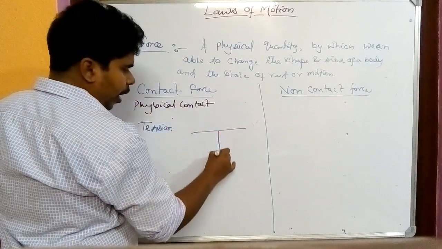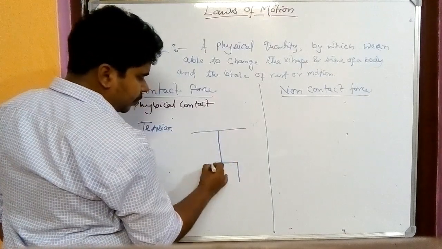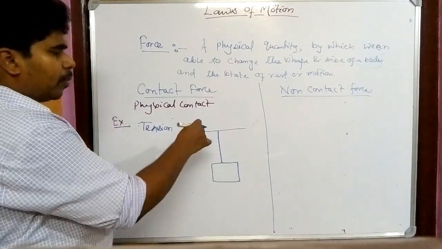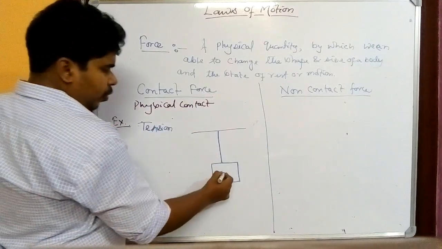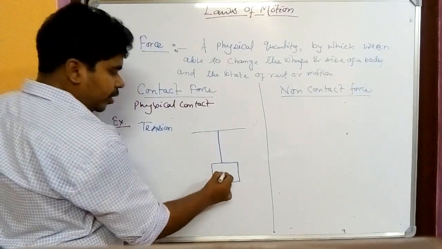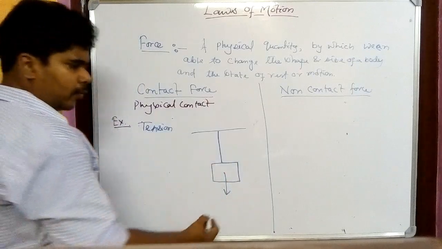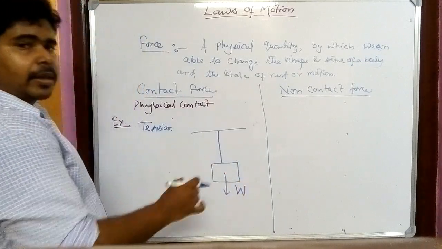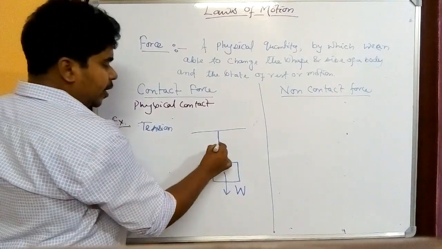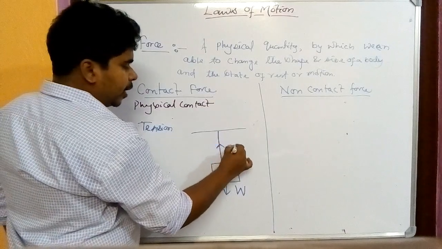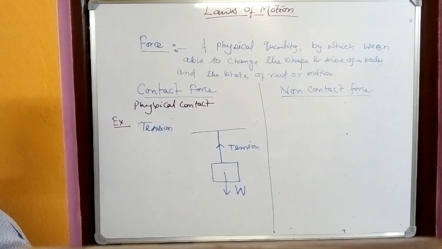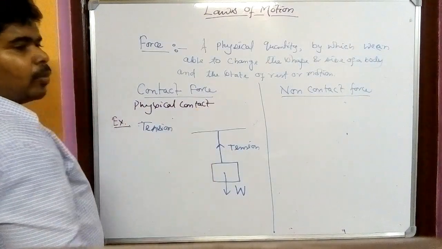Assume you hang a body from a ceiling by a thread or by a string. Here, the force applied on the body due to gravity is acting downward, and we know that force is known as the weight. And on that thread or string there is a tension acting, and that tension is acting in the upward direction. Tension is always acting in the upward direction.